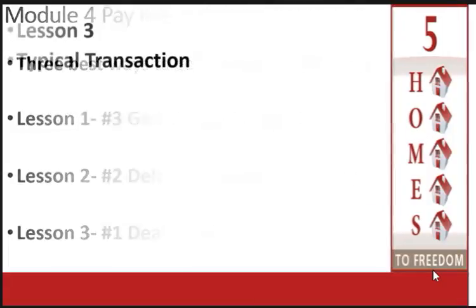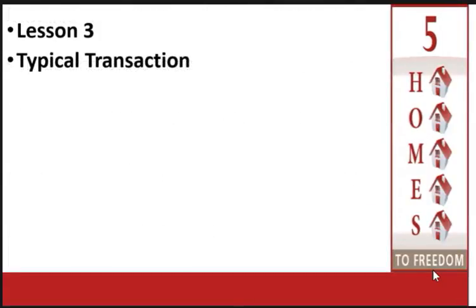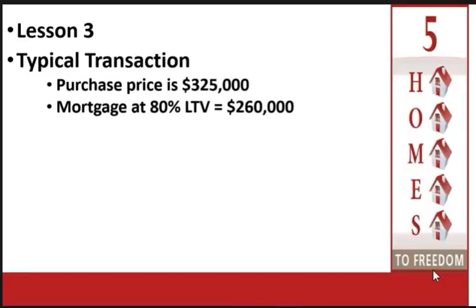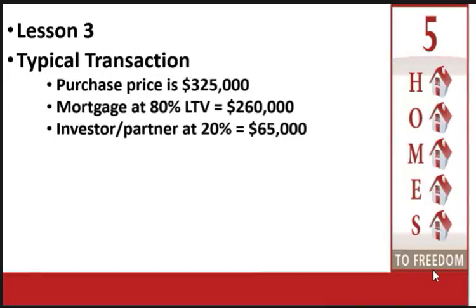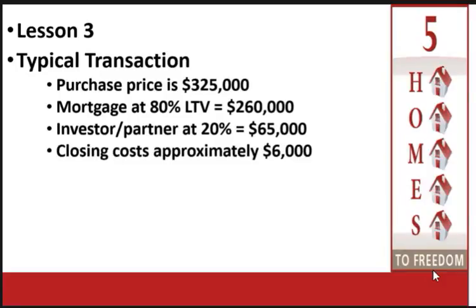So let's first of all take a look at what a typical transaction looks like. So we're going to have a purchase price of $325,000, which means that the mortgage is going to be, when it's at 80% loan to value, the mortgage will be $260,000. So you have an investor or partner who's going to come up with the 20% down for this, which is $65,000. You also want them to cover the closing costs.